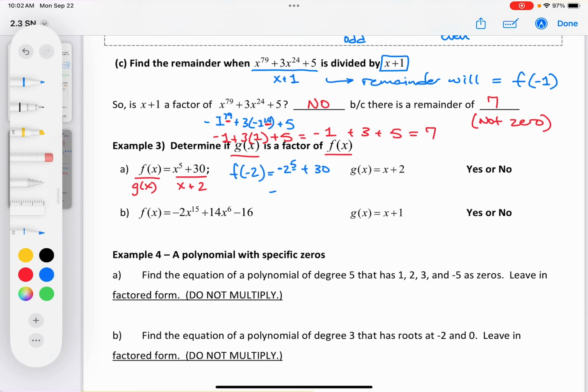It might help if I wrote it out myself. Negative 2 times negative 2 times negative 2 times negative 2 times negative 2. You don't have to do that, but I clearly just made a mistake. So that'd be 4, negative 8, 16, negative 32. So we have negative 32 plus 30, and that leaves me with negative 2. And so no, this is not a factor because I had a remainder other than 0.